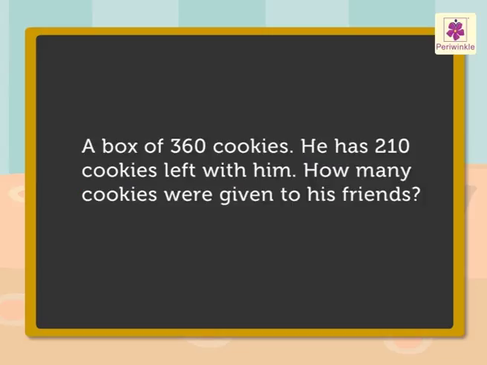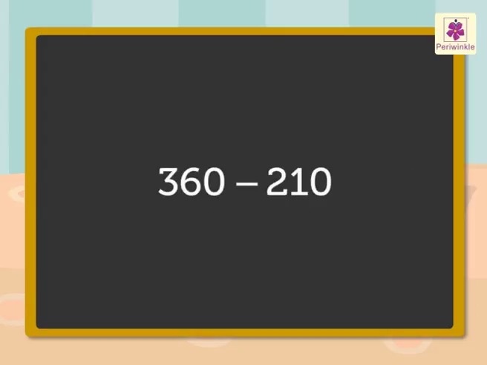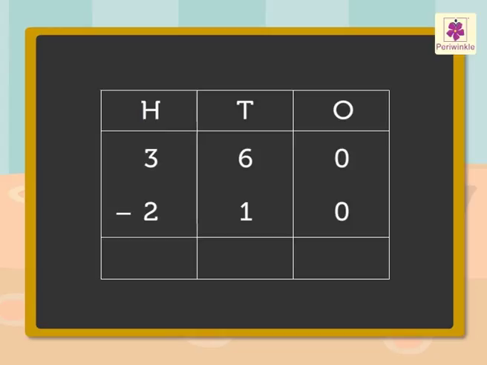To find the answer, we have to subtract 210 from 360. What do we subtract first? Yes, first the ones, then the tens, and then the hundreds. 0 minus 0 is equal to 0. 6 minus 1 is equal to 5. 3 minus 2 is equal to 1.